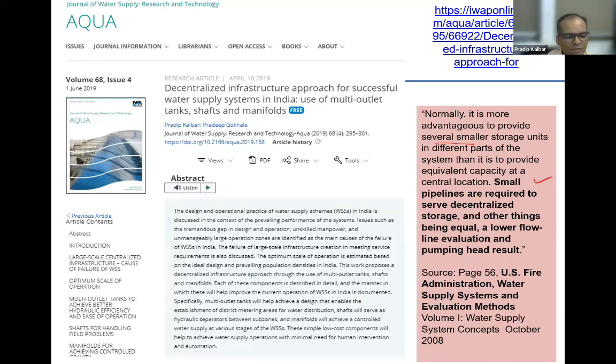Now, many people will tell me there is no land for the tanks and all. I will explain that also at some moment, how we can innovate there and create, at least try to realize this guideline or this approach that we are recommending in this paper.